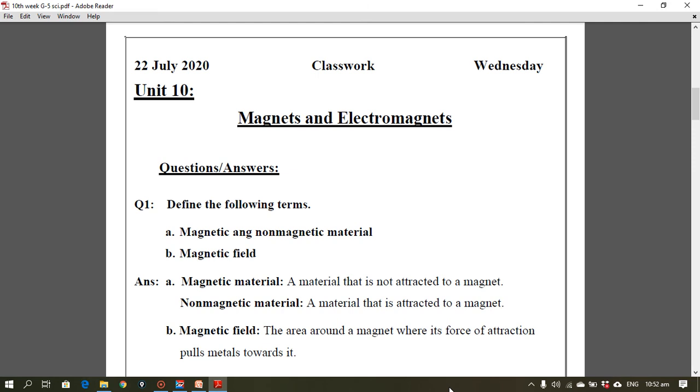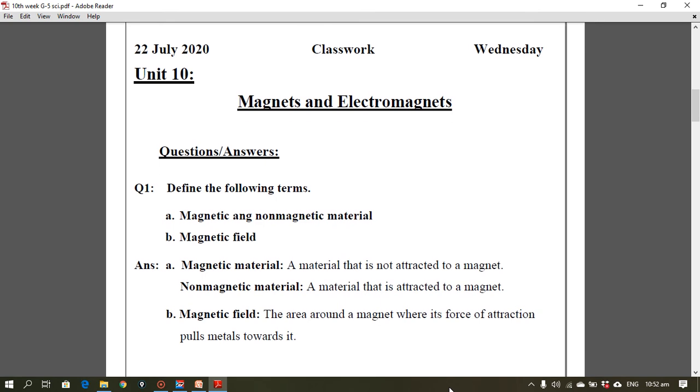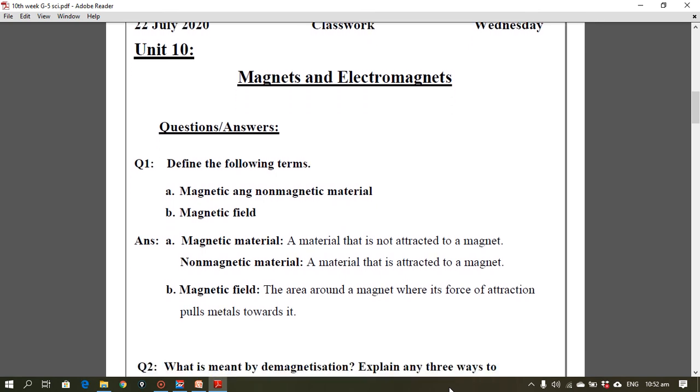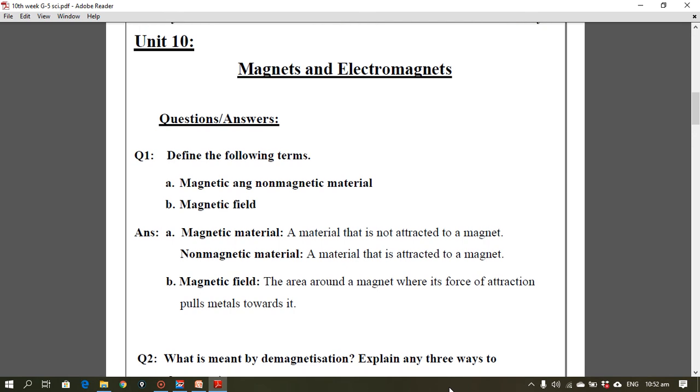Question number 1 is define the following terms: a. Magnetic and non-magnetic materials. b. Magnetic field. A material that is not attracted to a magnet. Non-magnetic materials are materials that are not attracted to a magnet. B is magnetic field. The area around a magnet where its force of attraction pulls metals towards it.